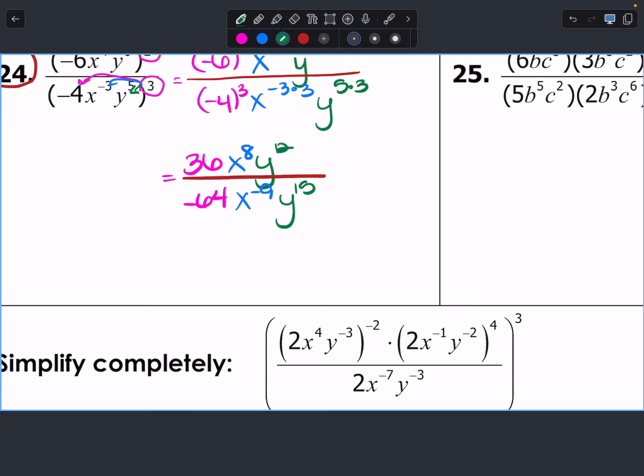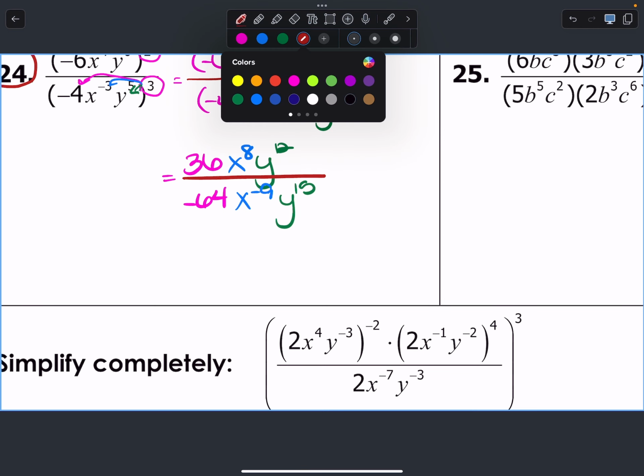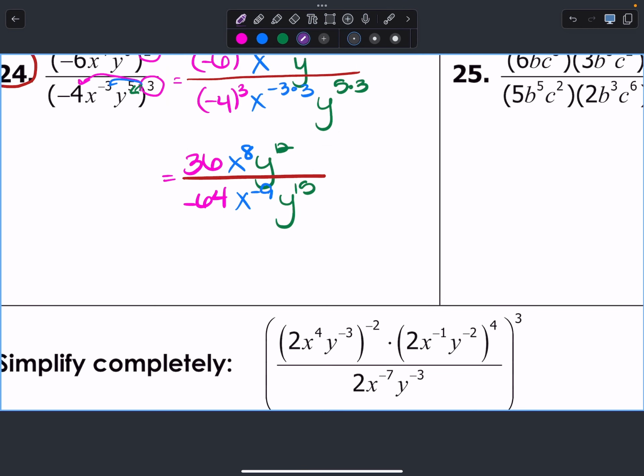So my 36 reduces. Both 36 and 64 are divisible by 4. So it gives me a 9 and a 16. So I'm going to have a negative 9/16 so far. Now, this x to the 8th and the x to the negative 9th, I would bring my negative exponents the other direction because I'm going to be subtracting a negative and it will turn into a positive.